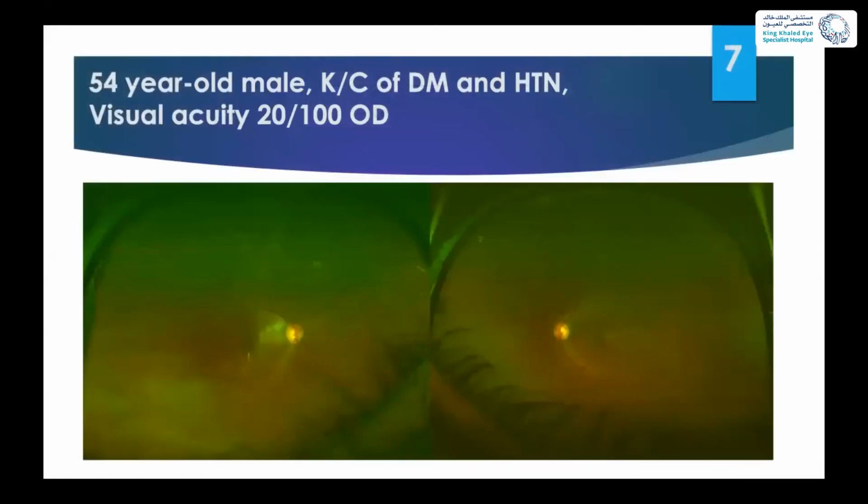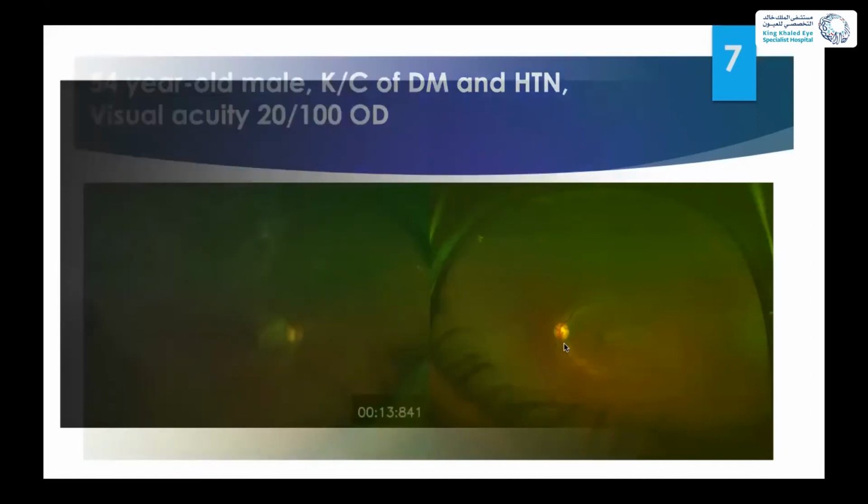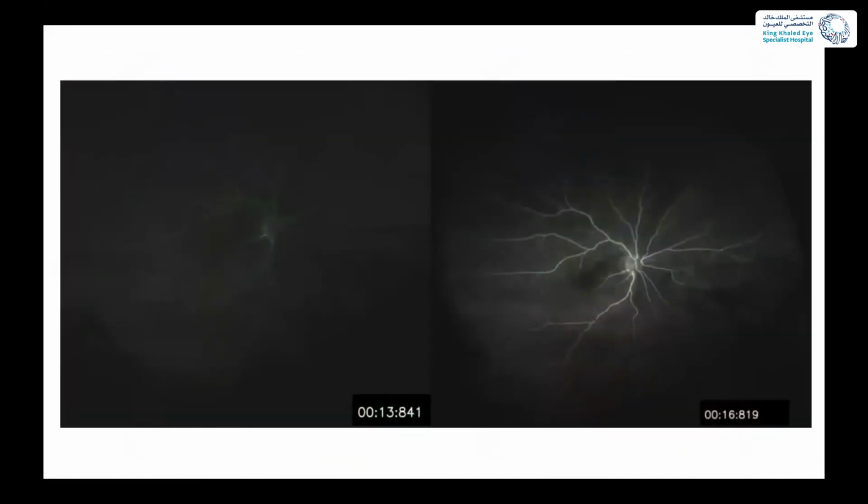This is the case now: a 54-year-old male, known case of diabetes and hypertension, complaining of a sudden drop in vision in the right eye for 1 day. The visual acuity in the right eye is 20/100 and 20/20 in the left eye. And this is his fundus photo of the right eye. You can see there is a patch of whitening involving the macular area extending anteriorly, and the left eye is normal.